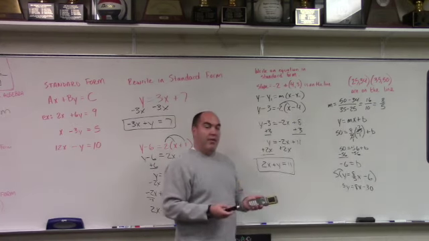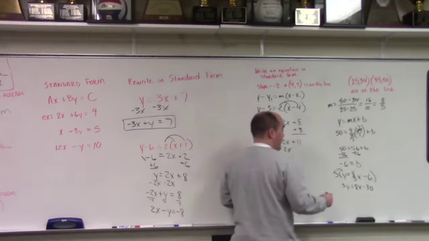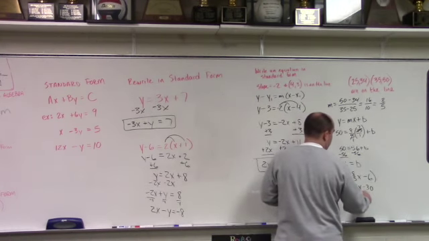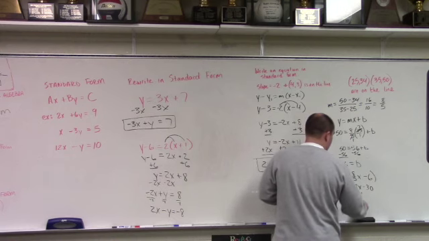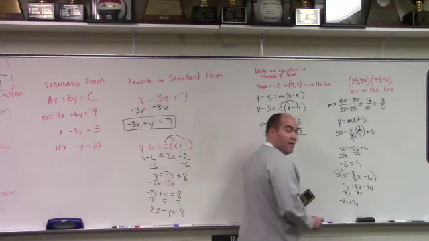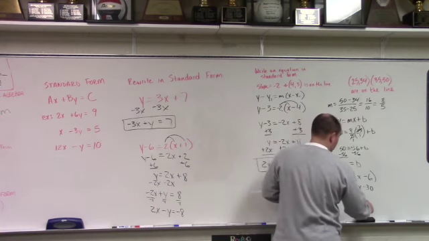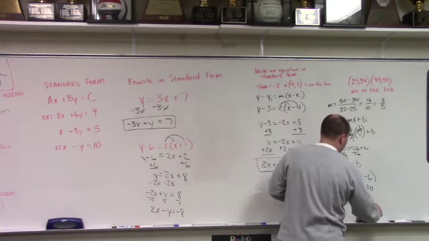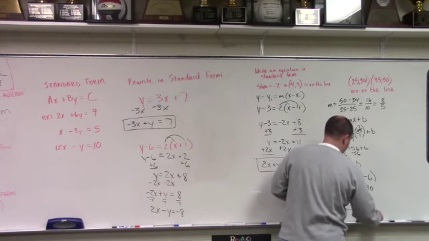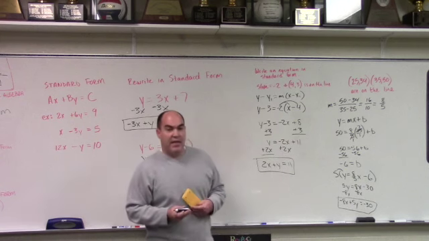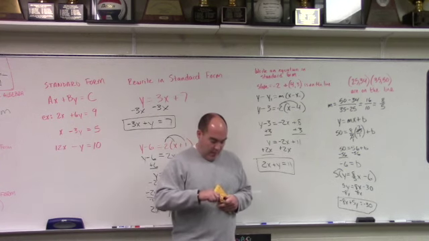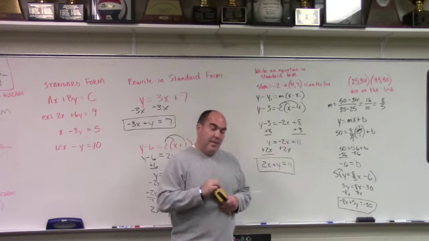Okay, so now I can go ahead and move the 8x to the other side. I've got to subtract it. So when I do that, I'm going to have negative 8x, positive 5y, and then I've got equals negative 30. So now I've got that in standard form, just like they asked me to do.